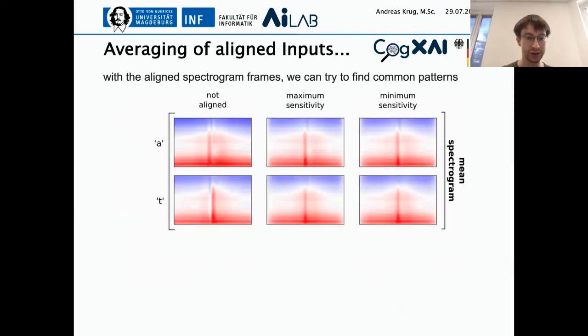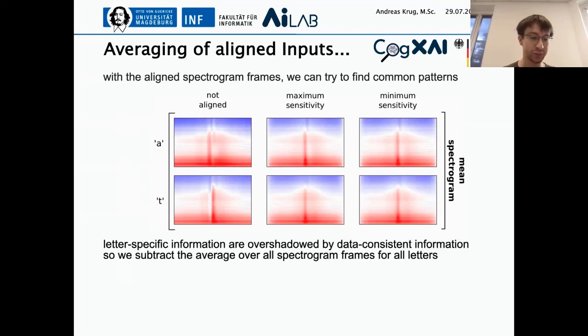Now we have the averages without alignment. In the first column, it's without alignment; in the other columns, it's with alignment. But still, you see that this doesn't really look like a pattern. This is still just some fuzzy average and doesn't make sense. The reason is that the letter-specific, or in general group-specific, information is overshadowed by information which is consistent across all data.